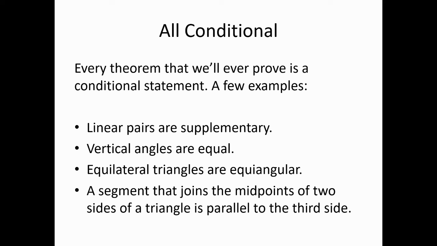We will prove those first two in this chapter. In a later chapter, we'll prove that equilateral triangles are equiangular. That is, if a triangle is equilateral, then it is equiangular. And then here's just a fourth example for you, something that we'll prove near the end of the first semester, an extraordinarily important little theorem. If we take a triangle and join the midpoints of two sides with a segment, then that segment is parallel to the third side. So these are examples of theorems that will have been proven by the time the class is done. And these are all conditional statements for sure.